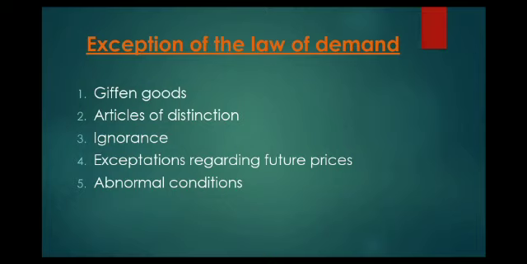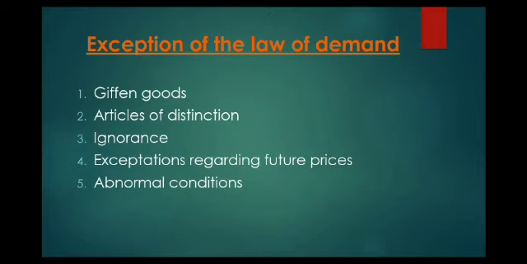Point number 2 is articles of distinction. The law of demand does not apply in case of article of distinction such as jewelry and other luxury goods. Point number 3 is ignorance. If consumers are ignorant about quality of the commodity, the law will not apply. In such case, consumers would judge the quality of the commodity from its price. They regard high-priced commodities as better in quality as compared to low-priced commodities. A lower-priced commodity is considered inferior and thereby is demanded less.